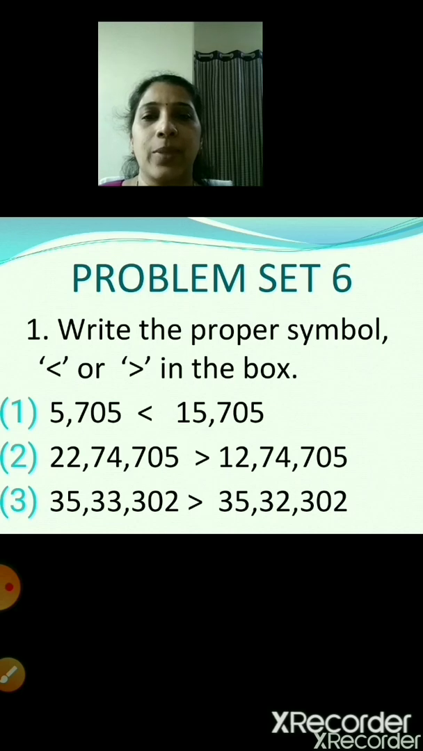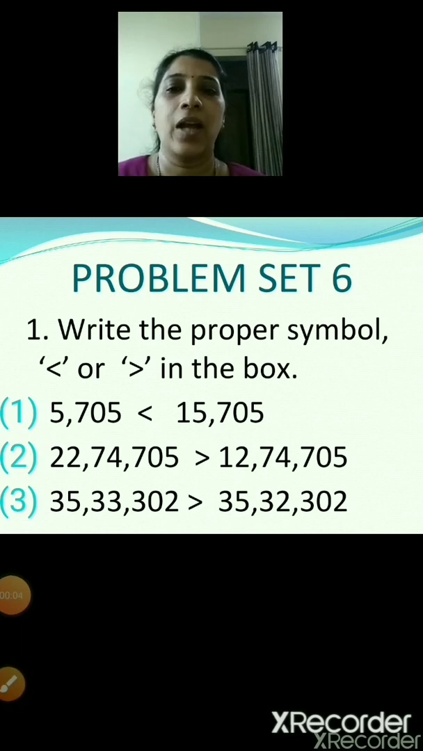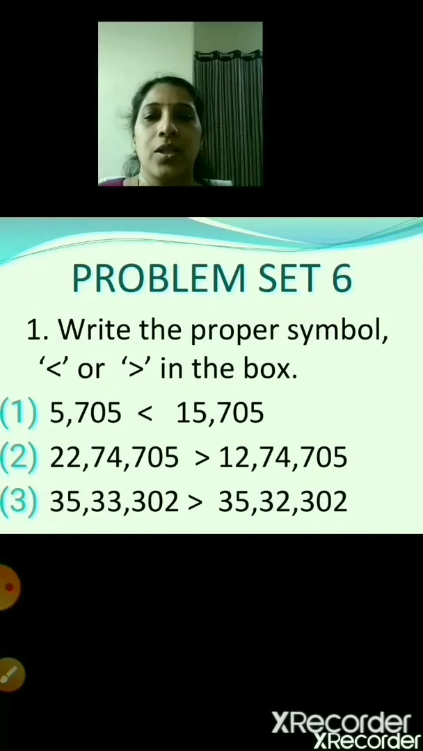So first rule, what I told you children, first you are going to see both the sides how many digits the number is. Now you can see to your left hand side it is a 4-digit number and to your right hand side it is a 5-digit number. So obviously the 5-digit number is greater than the 4-digit number. So 5705 is smaller than 15,705.